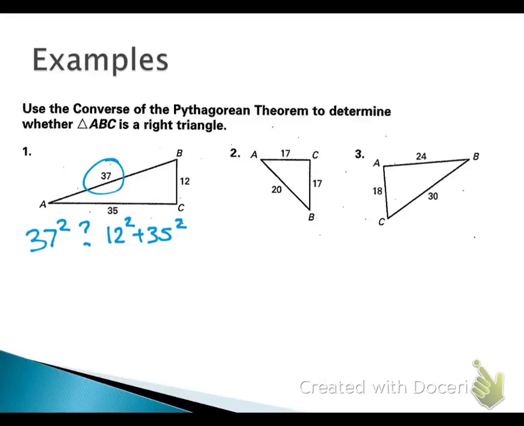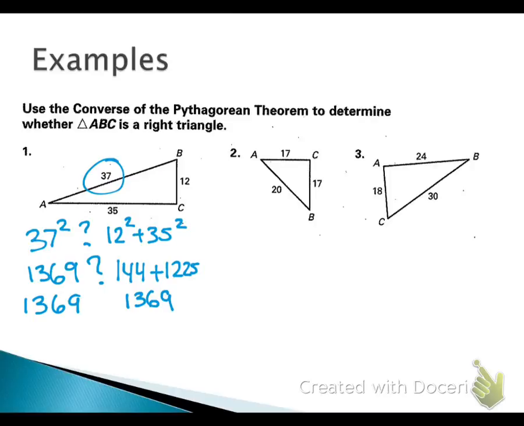So 37 squared is 1369, question mark. 12 squared I know is 144. 35 squared is 1225. I can add those. I get 1369 and 1369. So what sign goes in there? Equal sign. Is this a right triangle? Yes, it is.